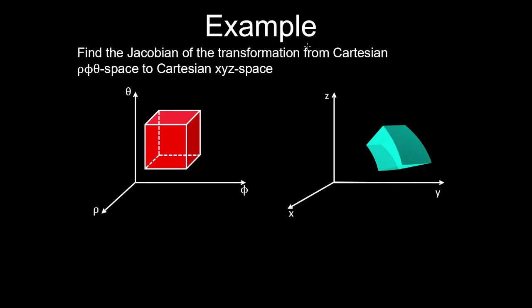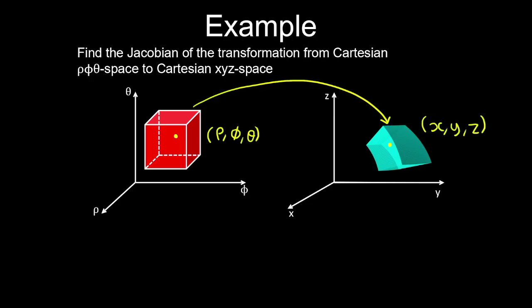Find the Jacobian of the transformation from Cartesian rho phi theta space to Cartesian xyz space. So effectively a rectangular prism gets transformed into a spherical wedge. So to relate the point with coordinates rho, phi and theta to a point in xyz space having coordinates x, y and z, we can use a spherical coordinate transformation. So here we see that the left face gets mapped to the left face here, the top face to this top face, and so on. And this corner point gets mapped to this corner point.